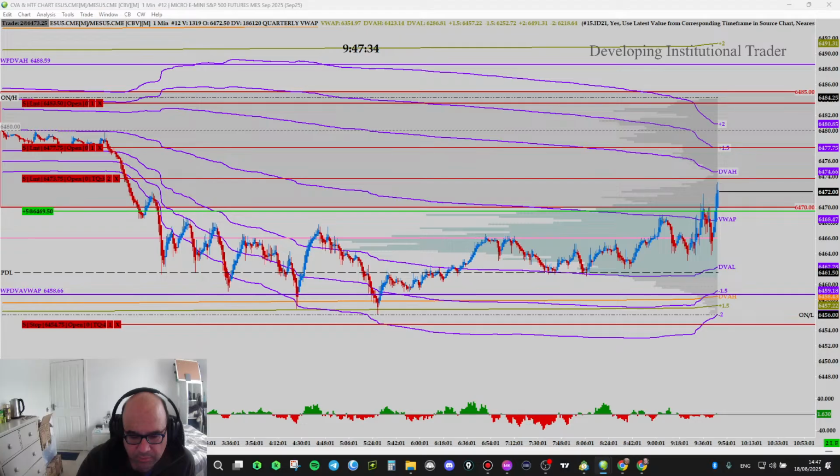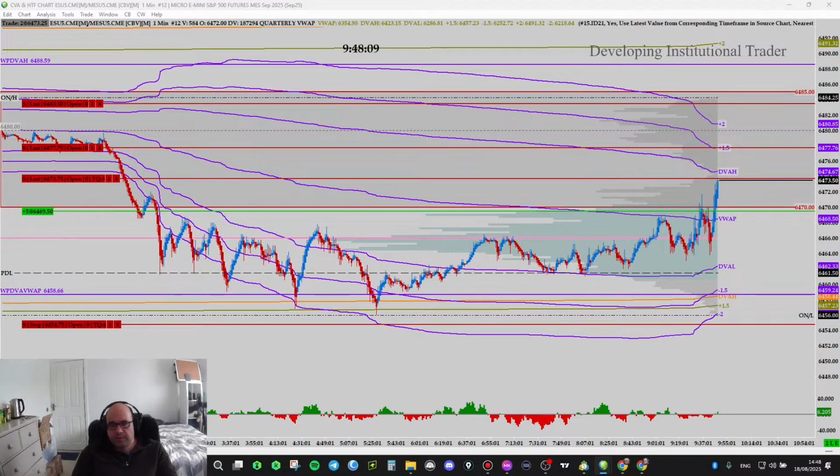There is some selling there. We are almost at the DVA high, so it's very natural to find some sellers there. We almost hit our first TP. Okay, our first TP is hit.